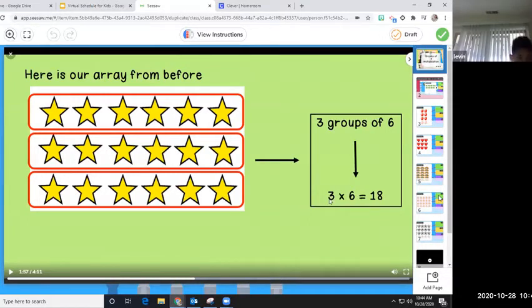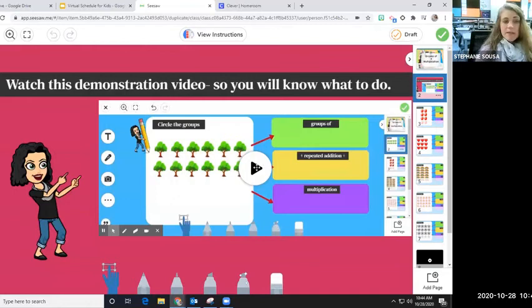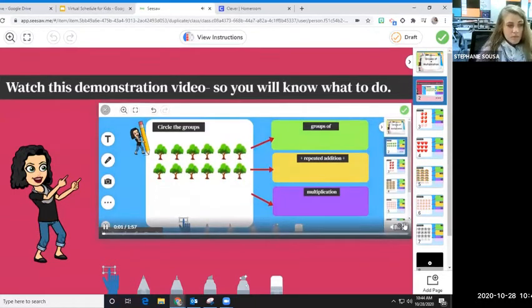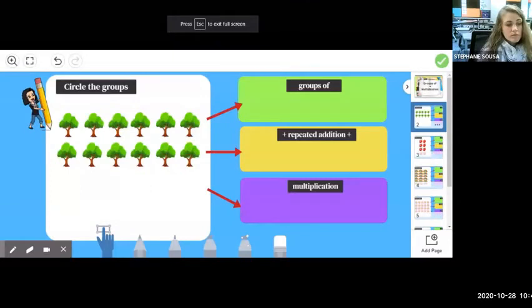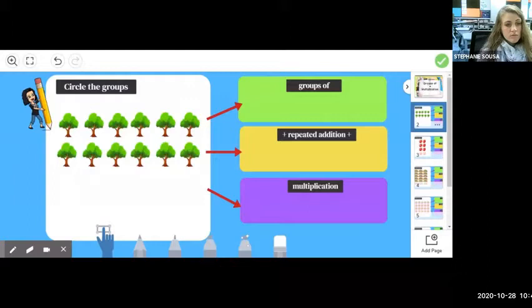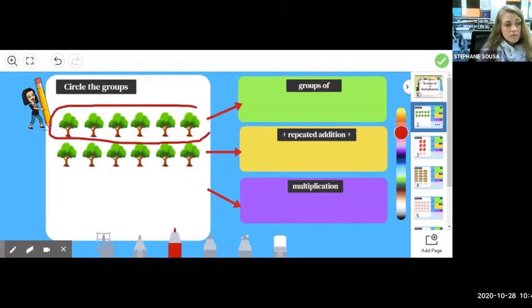All righty. We're going to take a look at this next video because this is the work that we're going to be completing. Your job today is to show that you understand arrays and can link it to multiplication. You're going to demonstrate several skills on each question. Watch closely so you don't forget to do any of the parts. First step is to circle the groups. So grab your pen and circle how many groups you can see in your array.